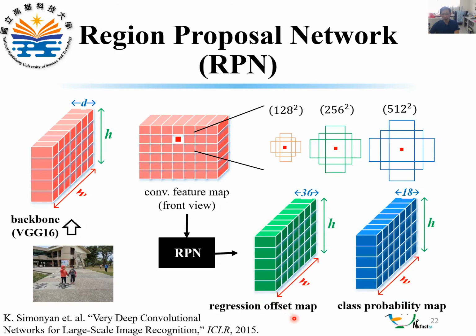Accordingly, the output of RPN is a regression offset map with 36 channels and a class probability map with 18 channels.